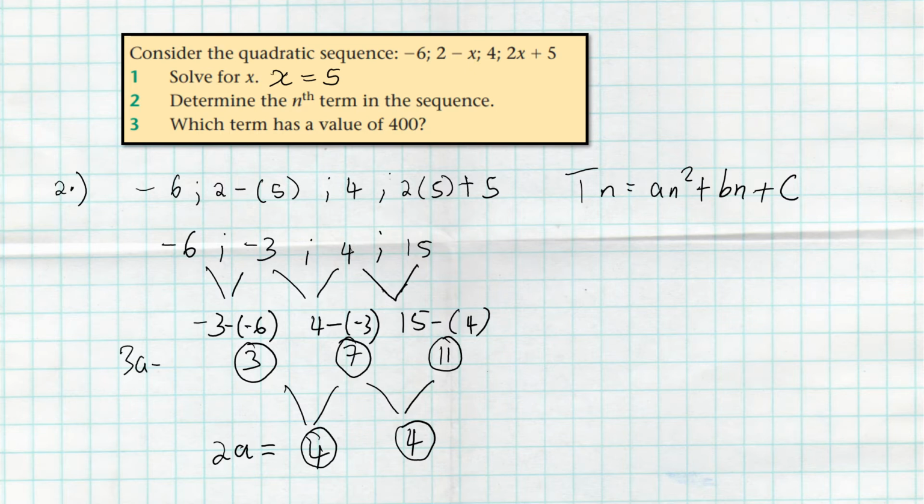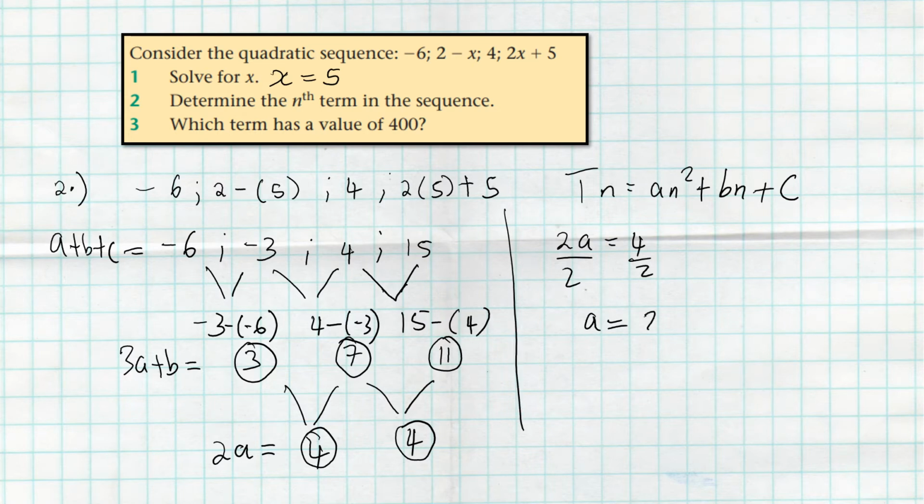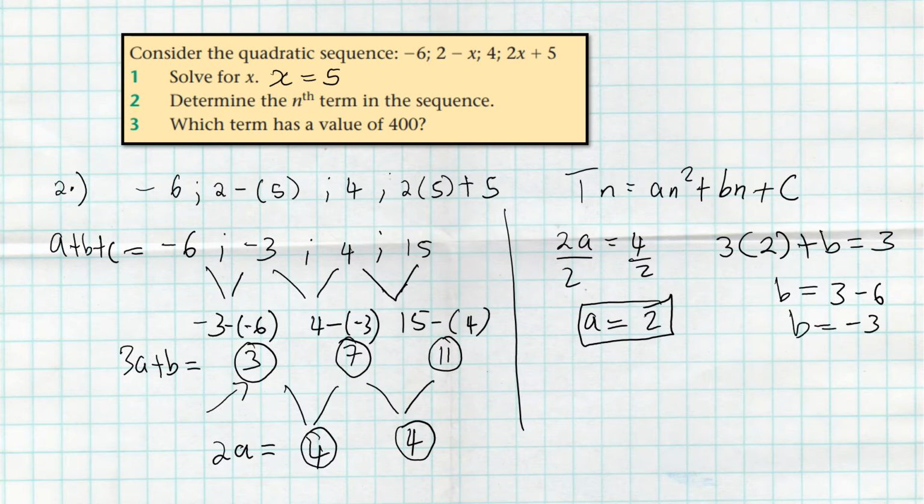Then we say 3a plus b is equal to t2 minus t1. Then a plus b plus c is equal to term number 1. So if we say 2a is equal to 4, then we know for sure that our a is going to be 4 over 2, which is 2. Okay, so 3 into a, which is 2, plus b is equal to t2 minus t1, which is 3. So b is going to be 3 minus 6. 3 times 2 is 6. Take it to the other side, then b is going to be minus 3.